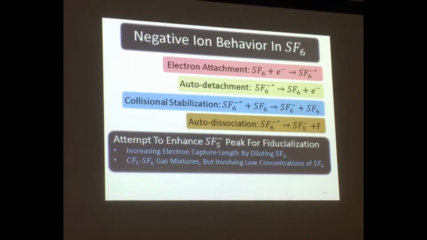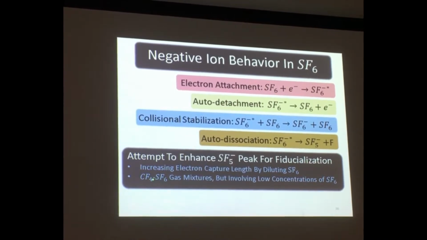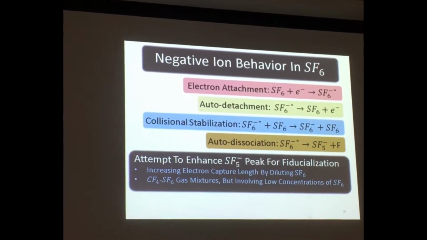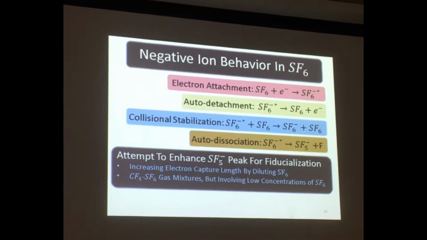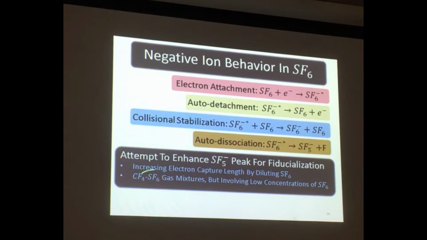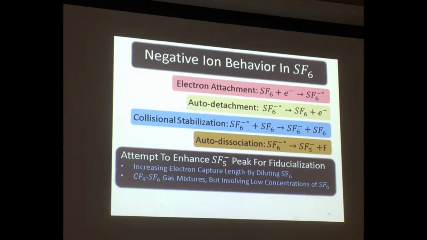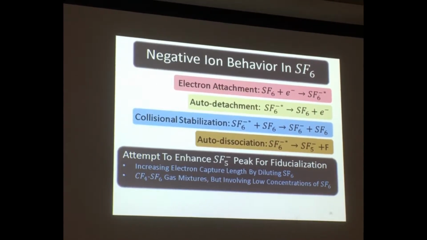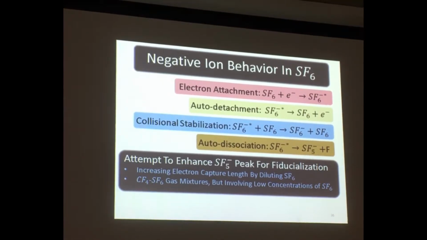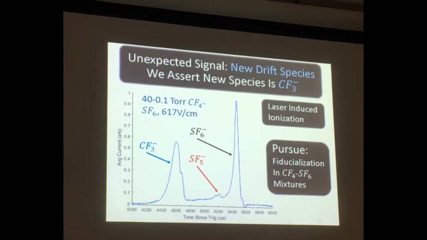So that was our idea, and what we did is we took this mixture here, CF4 SF6, with SF6 in low concentrations to increase the capture length. We diluted SF6 with CF4, and we chose CF4 because it is not electronegative, and for two other reasons: it has fluorine, and fluorine is good also for the dark matter. That's the target, and we also have a lot of experience with CF4. So that's what we did, and this was what happened.